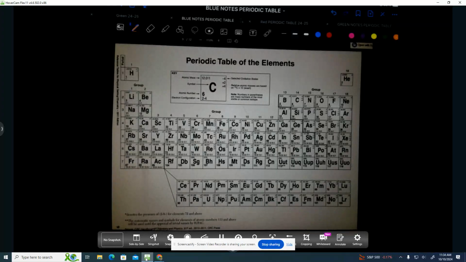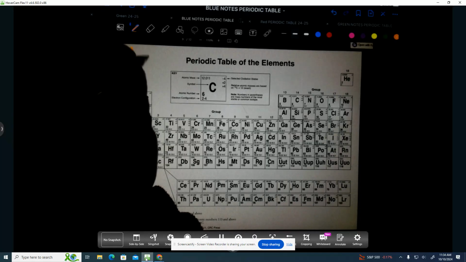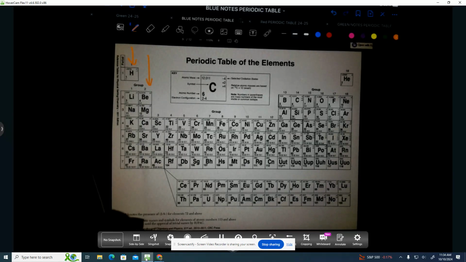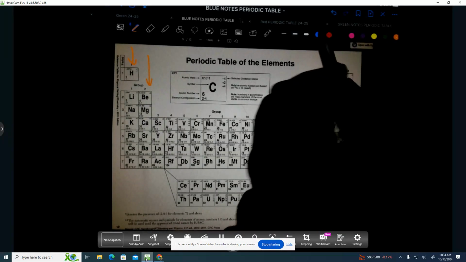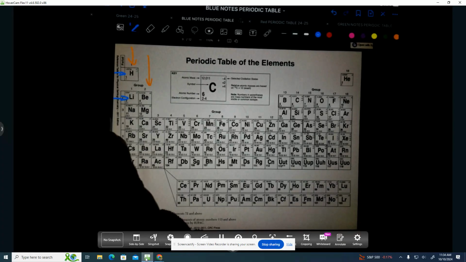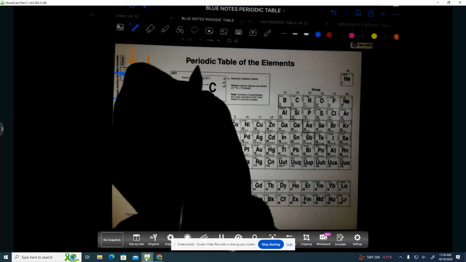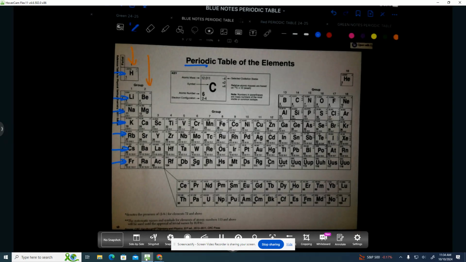Okay, the next thing I expect you to know is what these columns are called. They're called groups, and the rows are called what? What are the rows called? There's 7 of them. I'll give you a hint. Periods. Okay, there's 7 periods on the periodic table.